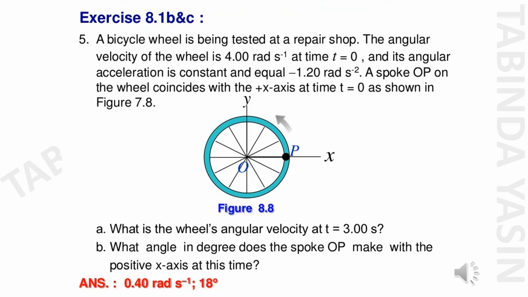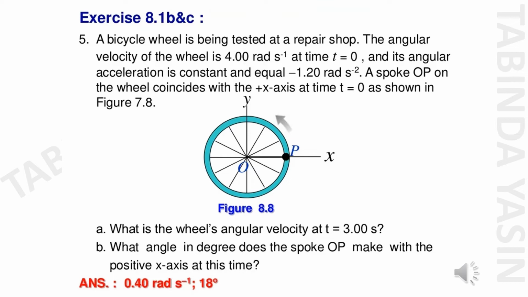Here is a wheel that has two axes, x and y. The spoke of the wheel coincides with the x-axis at the point P, and you can see that the rotation is in the anti-clockwise direction. You have to find the wheel's angular velocity at t equals 3 seconds, and what is part B? In part B, what angle in degrees does the spoke OP make with the positive x-axis at this time?